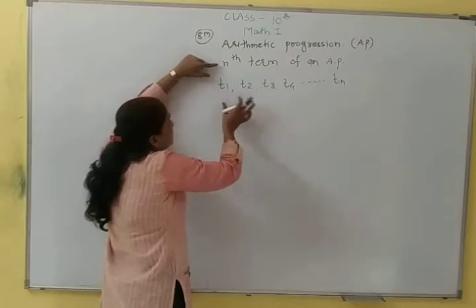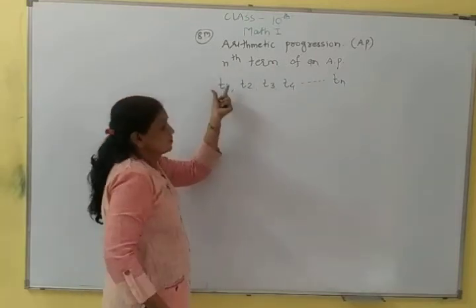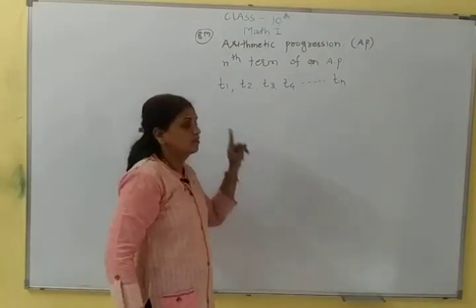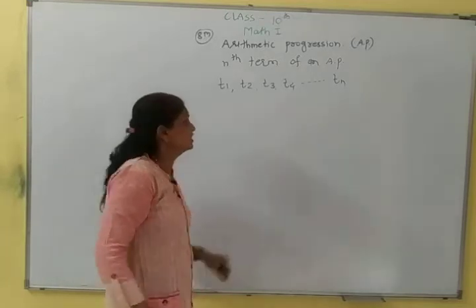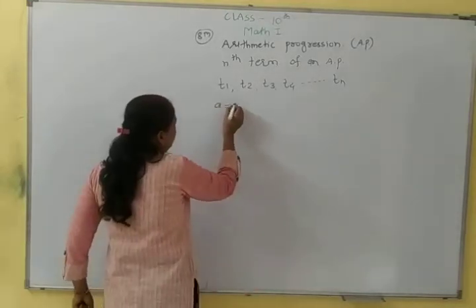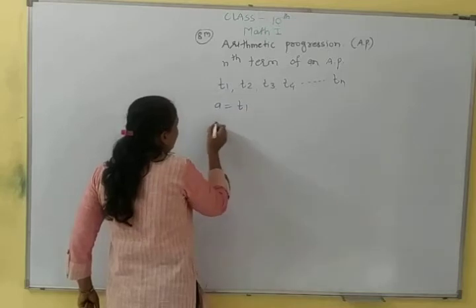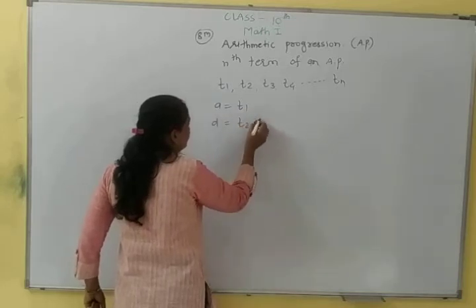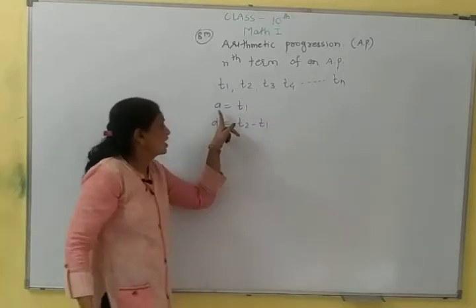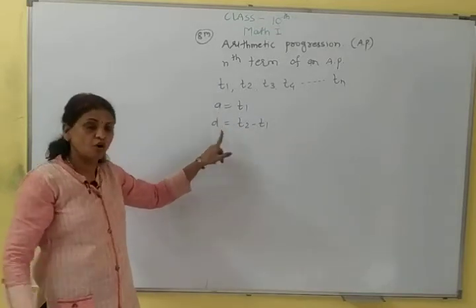So in this sequence, A is the first term, that is T1, and common difference is D. Means here A equal to T1, and difference is T2 minus T1. So here A is the first term and D is the common difference.